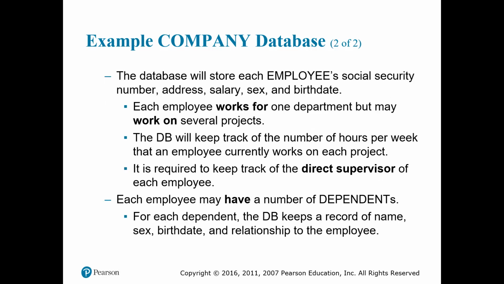Okay, that's page one. And now we're seeing employee. That's another entity in an entity relationship diagram. An entity generally is a noun, a person, place, or thing. The database will store each employee's social security number, address, salary, sex, and birth date. So these are user constraints, right? This is typically something people would throw out at you that have no idea how you design a database. So we just kind of go with it.